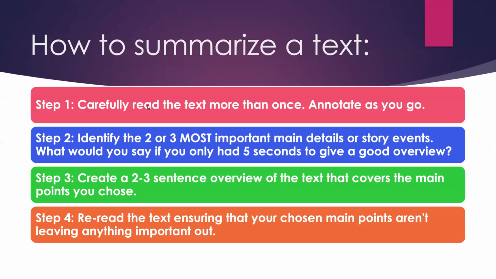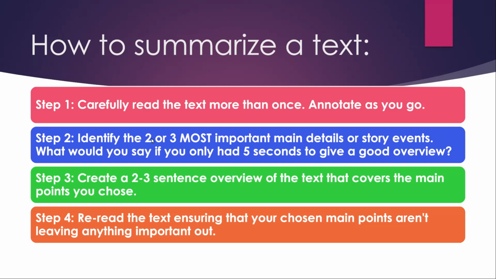I know it sounds easy to come up with a summary, but a summary is actually a really difficult thing for students. They think they know, they think they've got it, and then when they go to do it, they get stuck. So here's a step-by-step process of how to create a summary. Carefully read the text more than once. You've got to annotate as you go. You've got to underline, circle, highlight the things that stick out to you. Highlight the artistic choices. Highlight the word choices that stand out to you. Highlight the main ideas and the main events, right?